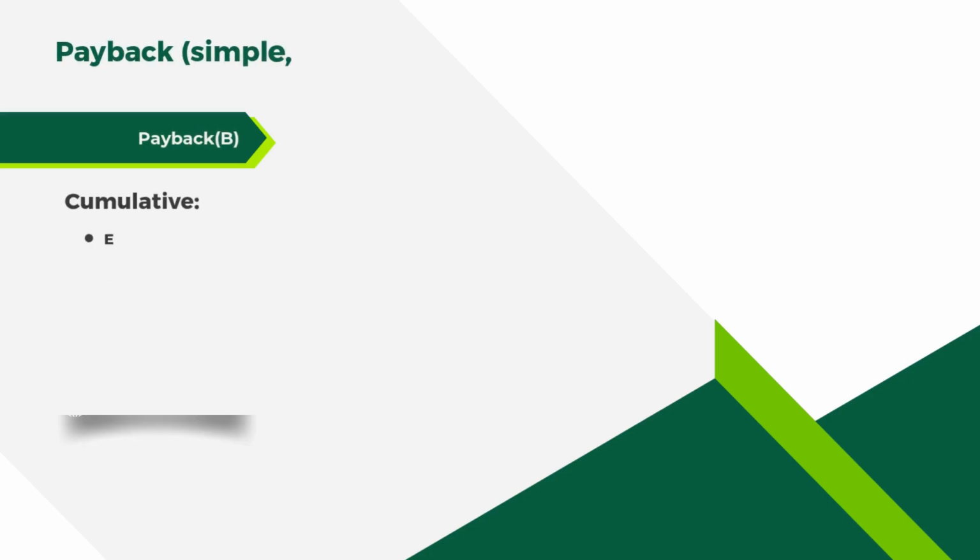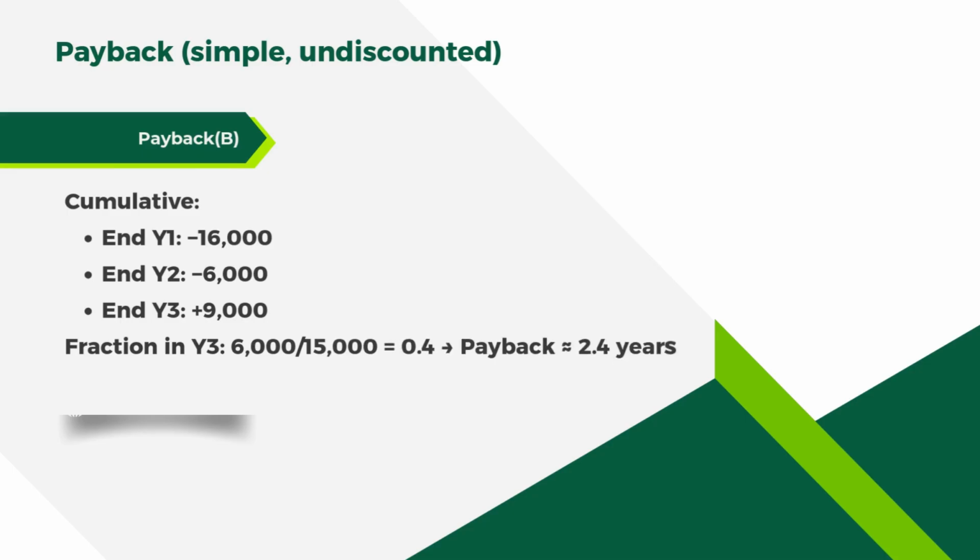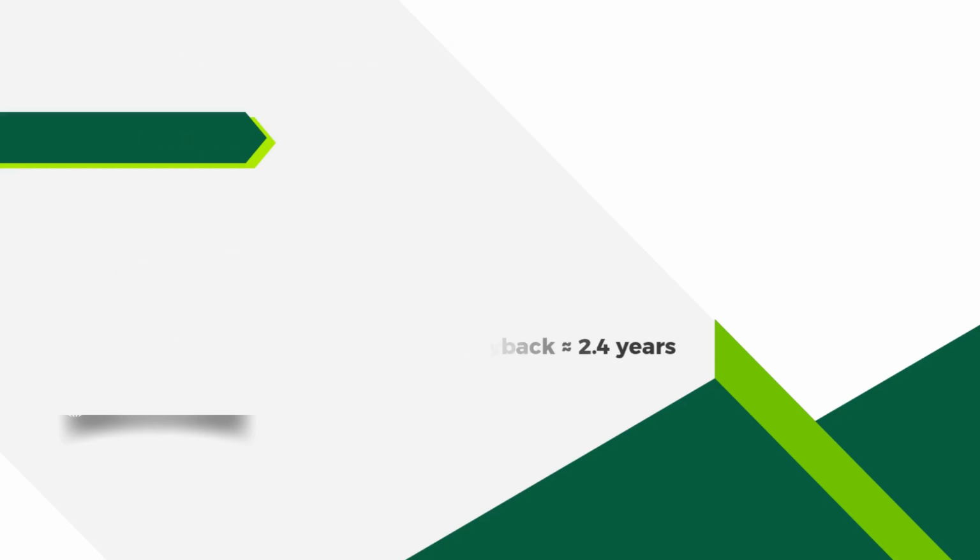C, Payback B, simple cumulative. End of year 1: minus 16,000. End of year 2: minus 6,000. End of year 3: plus 9,000. Fraction in year 3: 6,000 divided by 15,000 equals 0.4. Payback approximately equals 2.4 years.